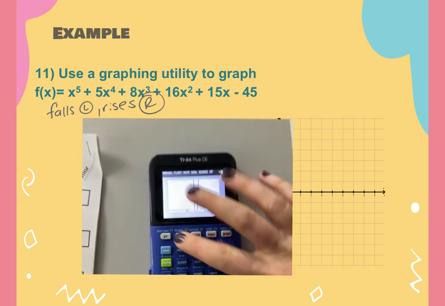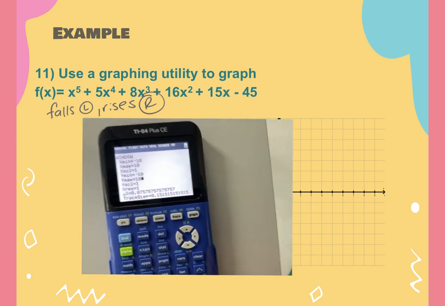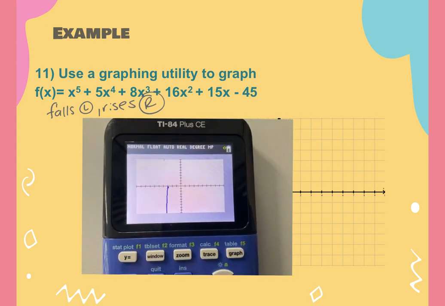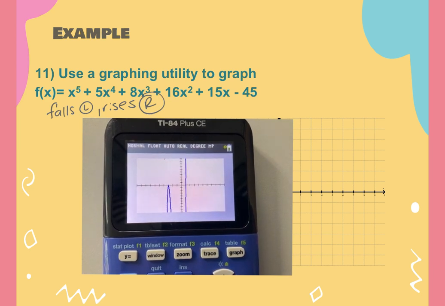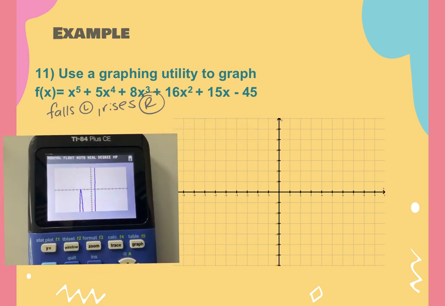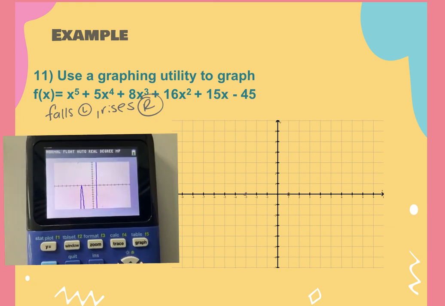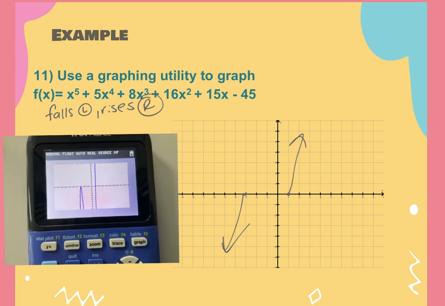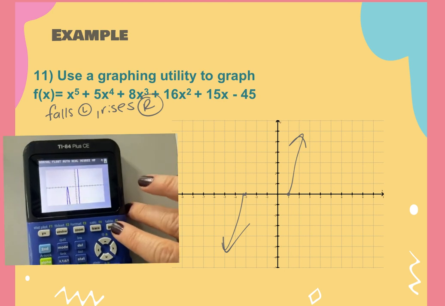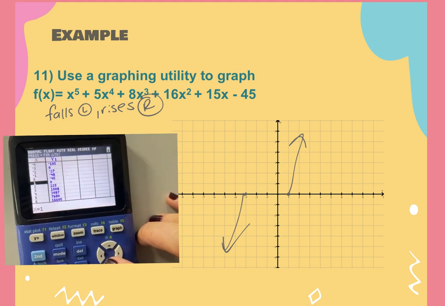I want to reset my window. This time the y-intercept is really low, okay? So I know that it has an x. It looks like the x-intercept is at -3 or 0 at -3, and it looks like it's at +1. Falls left, rises right, which is consistent with what we said. If I want to double check those zeros, I would go second table. There's my -3. There's my +1.